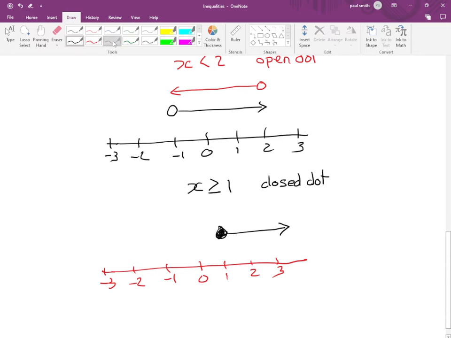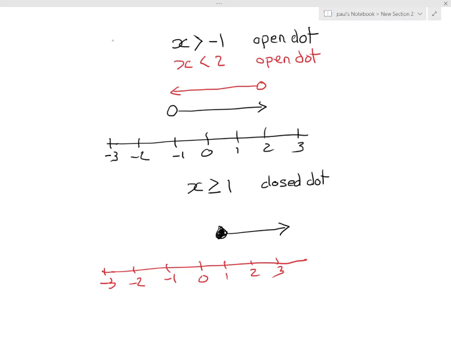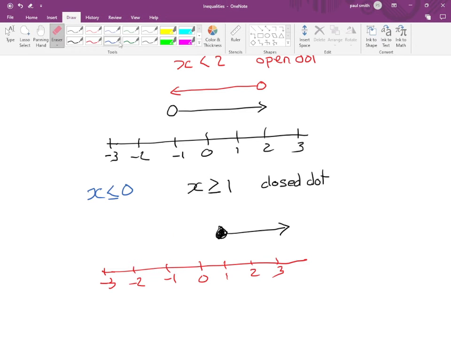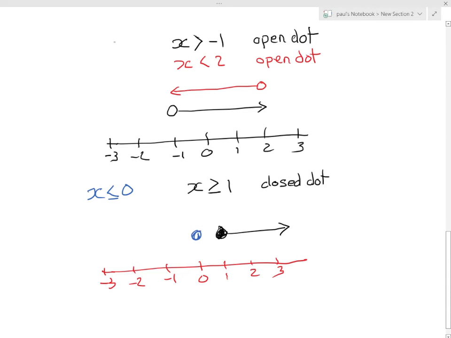And we can have another one which is pointing the other way, which is x is less than or equal to 0, say. So you put the closed dot above the 0, and this time it's equal to or less than, so we go that way. So there's the 4 combinations, the 4 different symbols that we use and how we use them. Open dots for more than, less than, closed dots for more than, less than, or equal to.